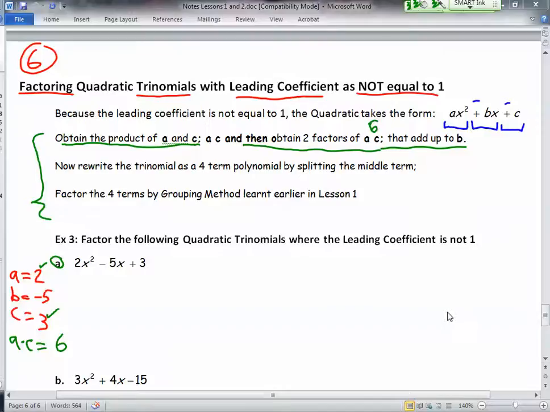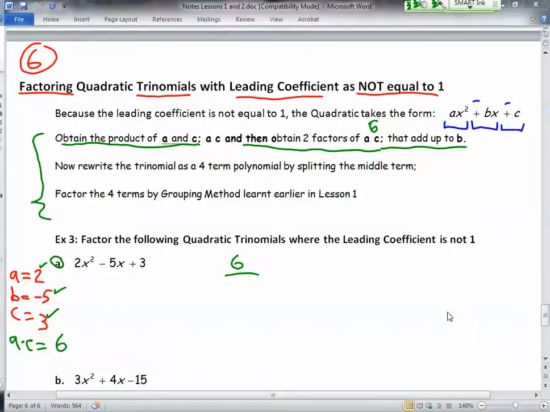So I'm looking for 2 factors of 6. Let me just make a little chart right here. I'm looking for 2 factors of 6 that add to give me B, which is negative 5. So 2 numbers that I can multiply to get 6, but add to give me a negative 5.